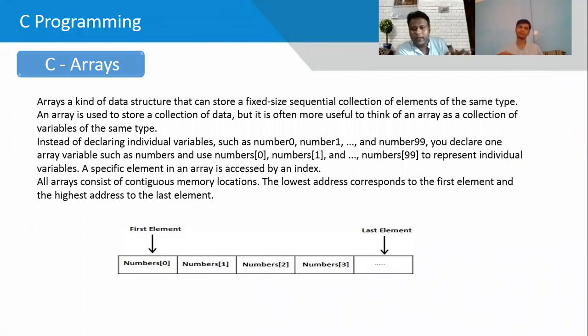It means when you want to store the same type of value in a single variable, then instead of defining different memory allocations, we store all the values in a single memory allocation. The array is a kind of data structure that can store a fixed size sequential collection of elements of the same type. An array is used to store a collection of data, but it is often more useful to think of an array as a collection of variables of the same type.